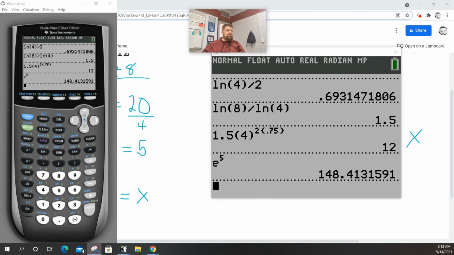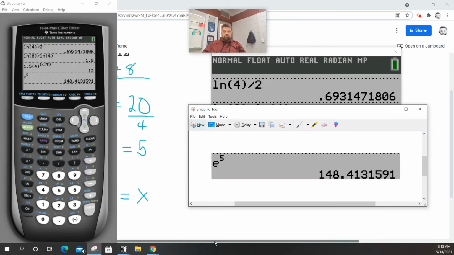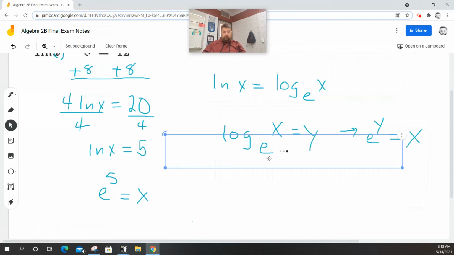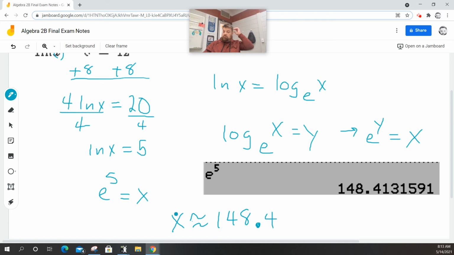Let me take a screenshot of it and we'll write it down. So x is approximately 148.4.